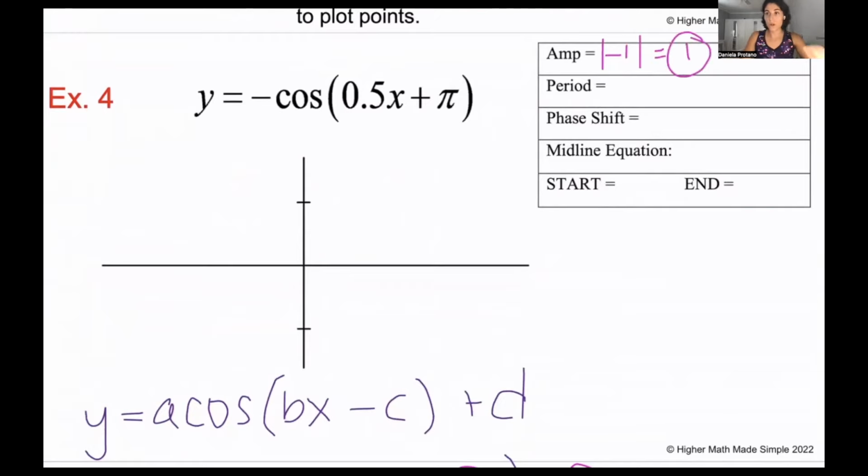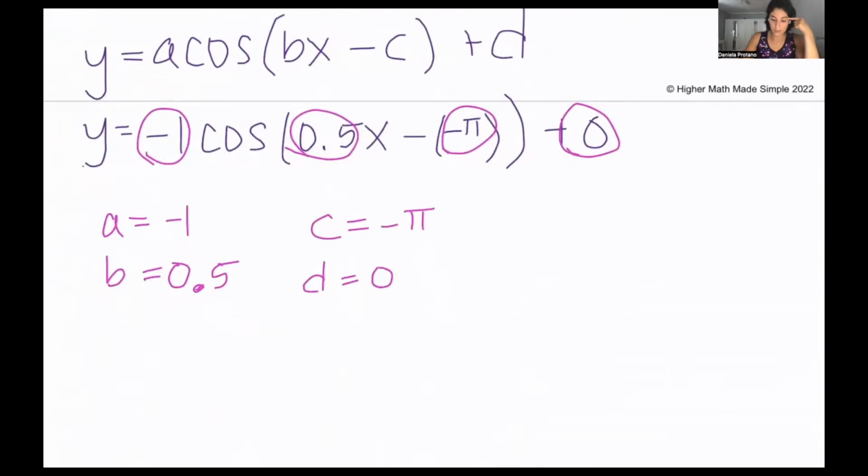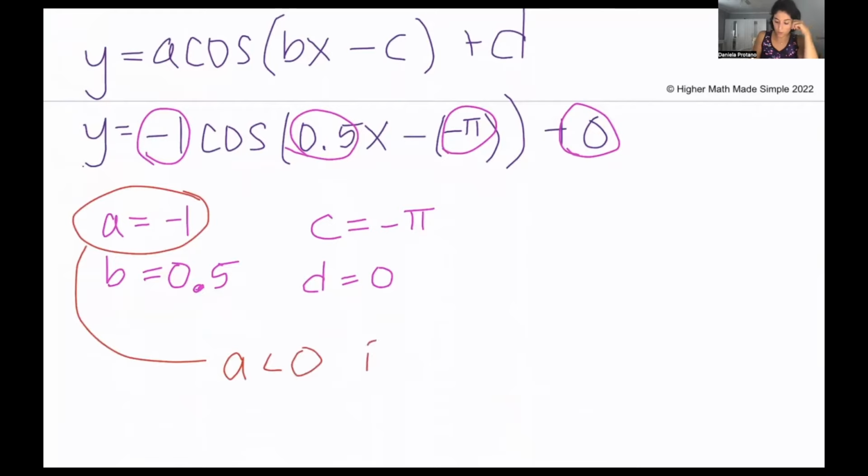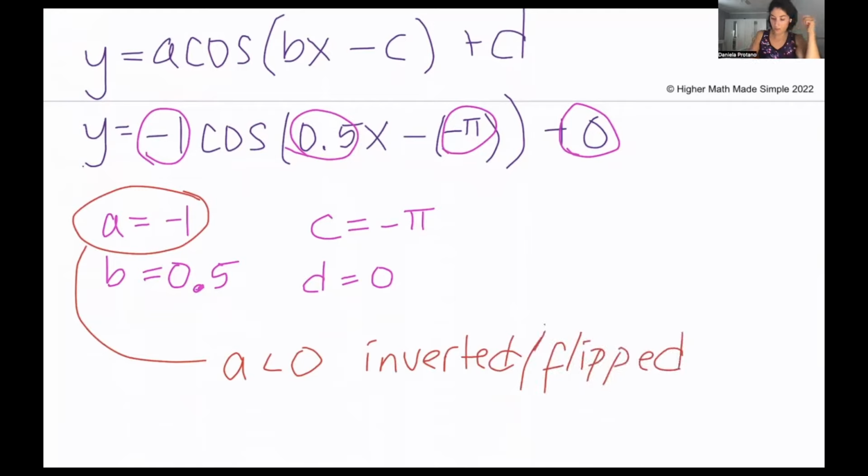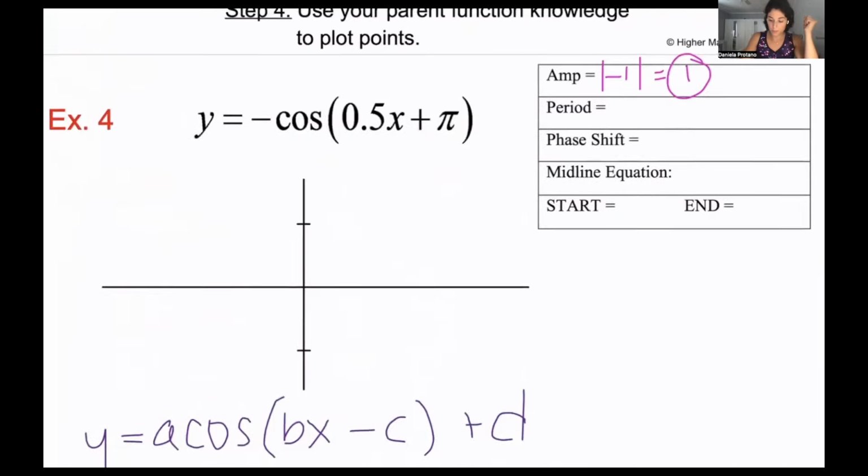Now in doing so, again, something should go off in your head. Hey, the a value is negative. And so since a is negative, or less than 0, we know it's going to be flipped. So it's called inverted or flipped. That means there's going to be a reflection over the midline. So keep that in mind.